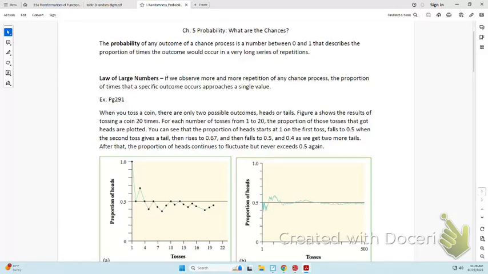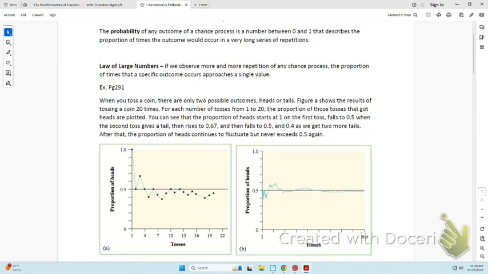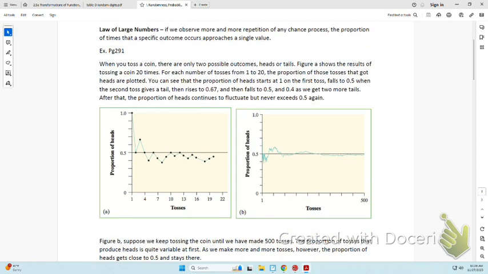In stats, we started chapter 5, probability. So some basic rules. Probability of any outcome must fall between 0 and 1. And next is law of large numbers. This is the most basic form of probability, and a good example is flipping a coin, because getting heads or tails is 50-50. So what happens if I flip a coin a few times versus many times?